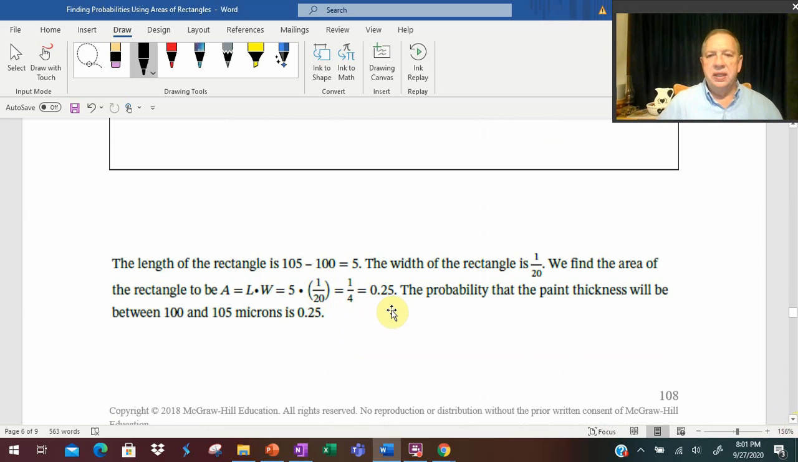The probability that the thickness is between 100 and 105 microns is equal to 0.25. And this is the same thing if we just had that less than or equal to. Those inclusive and exclusive probabilities are going to be the very same thing. Okay.